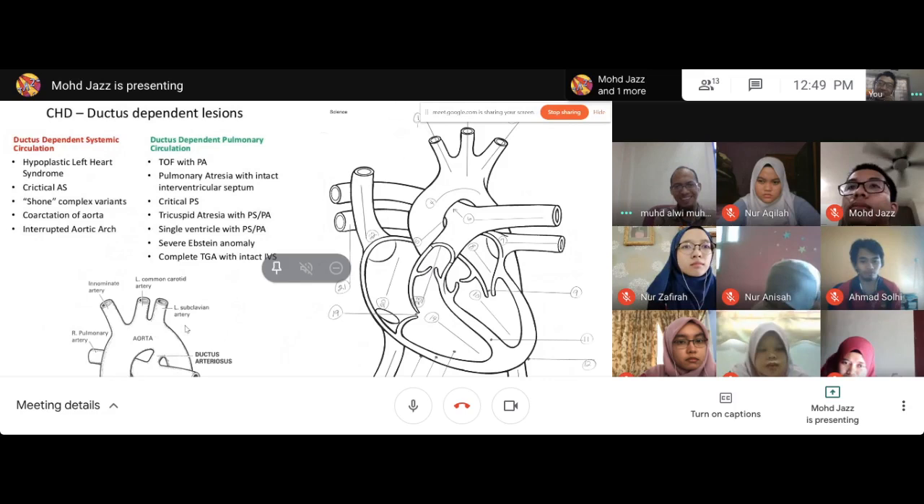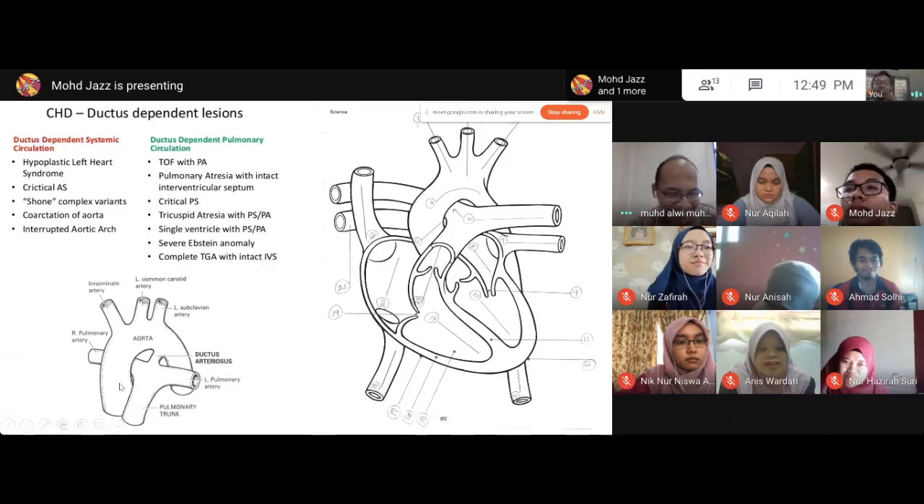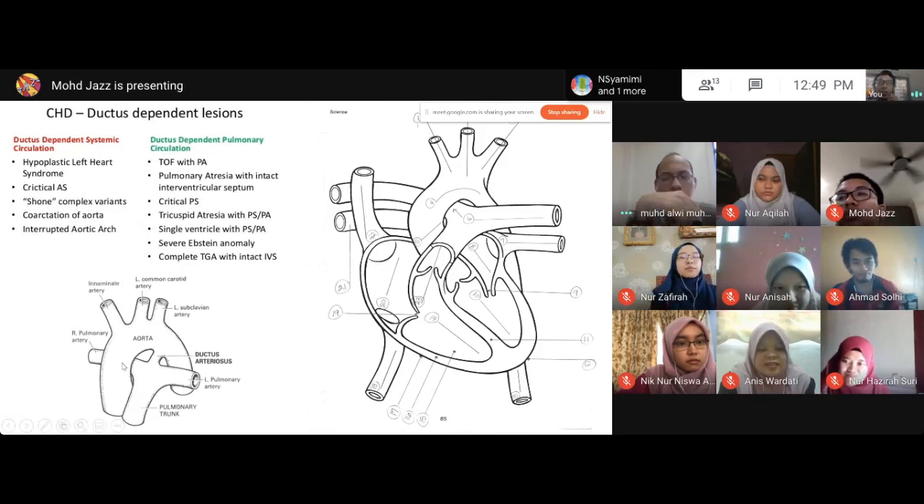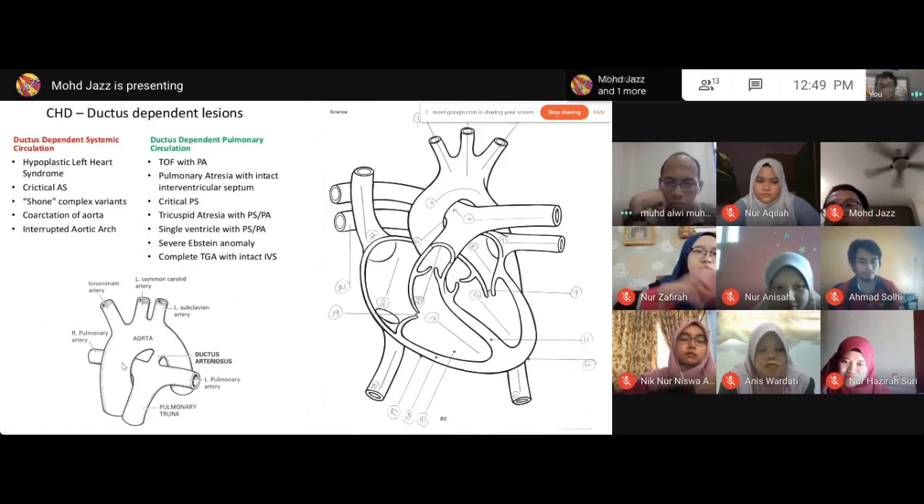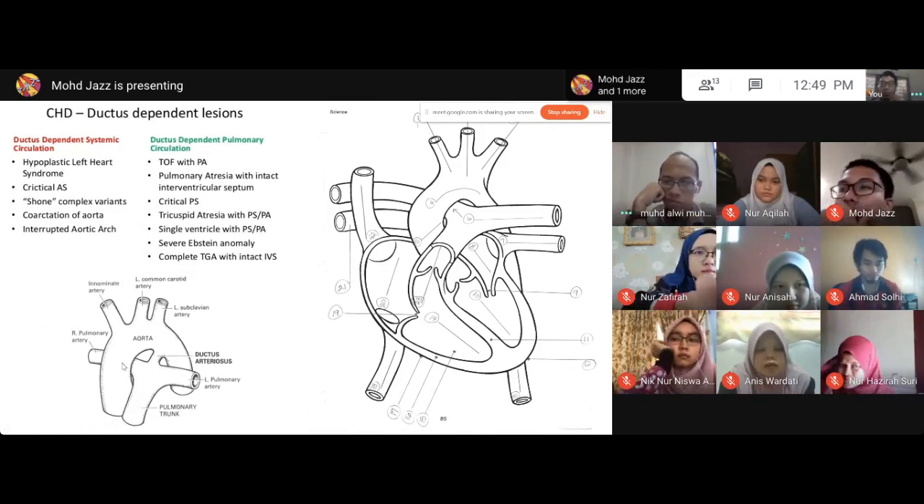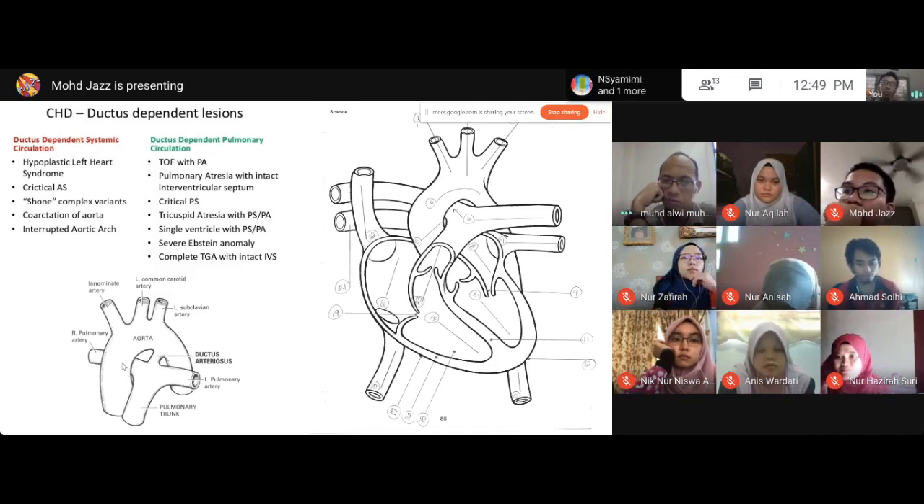Okay, never mind. So, based on Nelson, interrupted aortic arch is actually the severest form of coarctation of the aorta. As we learned before, one of the mechanisms that is postulated is actually because of the contractile tissue that migrates abnormally outside from the ductus arteriosus. So this contractile tissue will then cause the coarctation to occur.